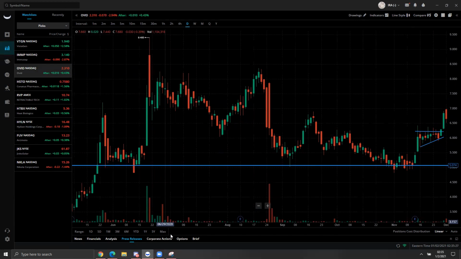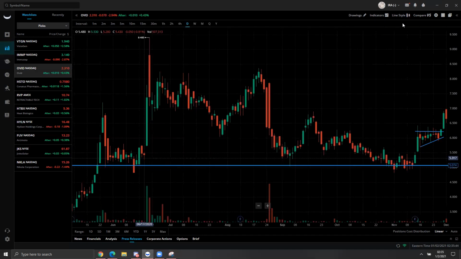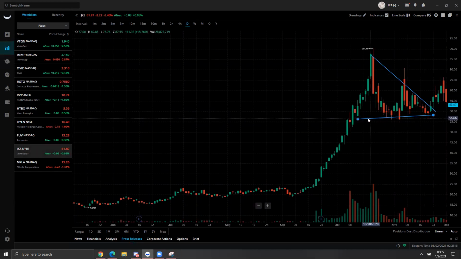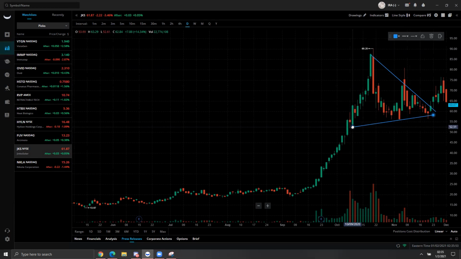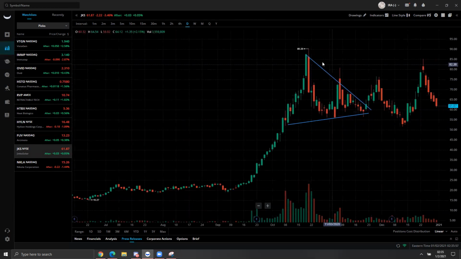Now, another pattern I want to go over, which is a final continuation pattern, is something called the symmetrical triangle. The symmetrical triangle is also a fantastic continuation pattern that I really, really love. And this is a very similar concept to what a flag might look like or a pennant might look like, but it's actually on a longer term time frame. So let's pull up continuation pattern number 4 here, which is the symmetrical triangle. So this is kind of what a symmetrical triangle looks like.